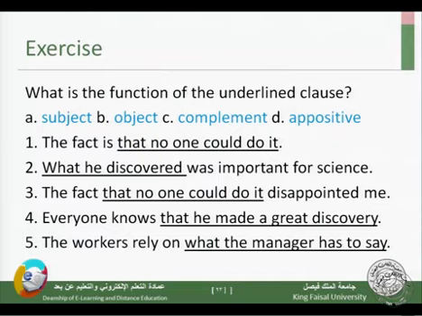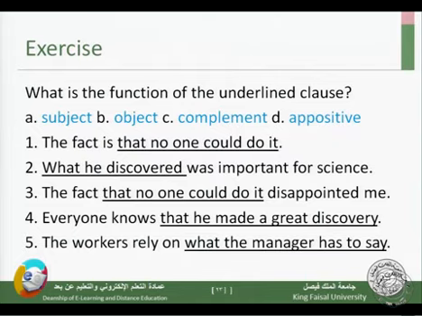Let's do this exercise quickly. What is the function of the underlined clause? If it is a subject, choose A. If it is an object, choose B. If it is a complement, choose C. And if it is an appositive, choose D. In the case of object, it can either be the object of a verb or the object of a preposition.